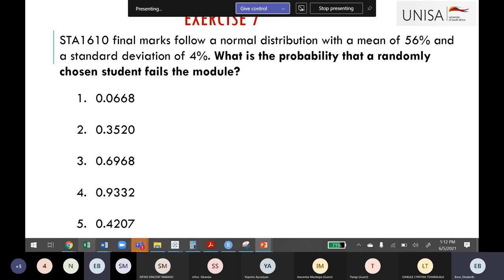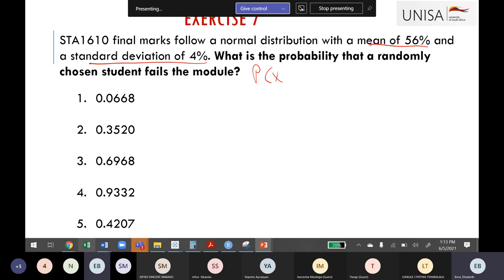Final mark shows a normal distribution with the mean of 56 and the standard deviation of 4%. What is the probability that a randomly chosen student fails the module? What are we given here? We're given the mean. We're given the standard deviation, right? What else are we given? There is something that we are given. We are told that we need to find the probability of X. What will be the probability that a chosen student will fail the module?